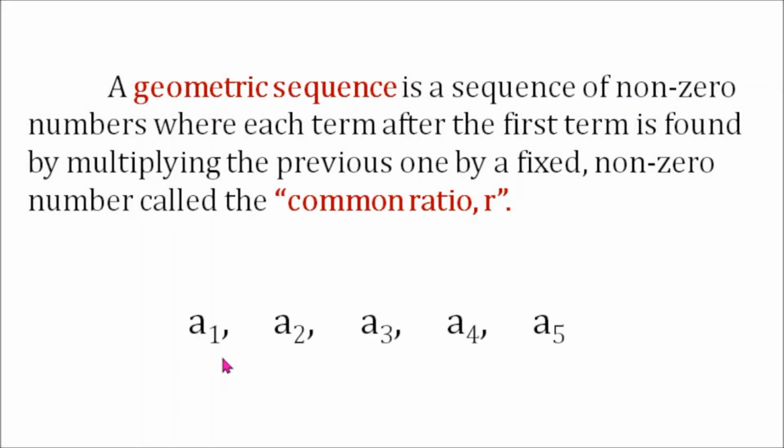Suppose a sub 1, a sub 2, a sub 3, a sub 4, and a sub 5 are the first 5 terms of a geometric sequence. This means a sub 1 times r equals a sub 2, a sub 2 times r equals a sub 3, a sub 3 times r equals a sub 4, and a sub 4 times r equals a sub 5.